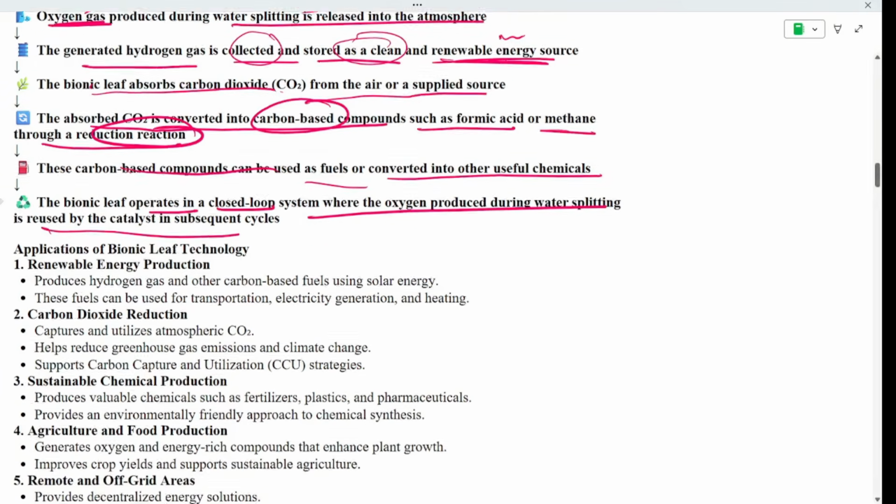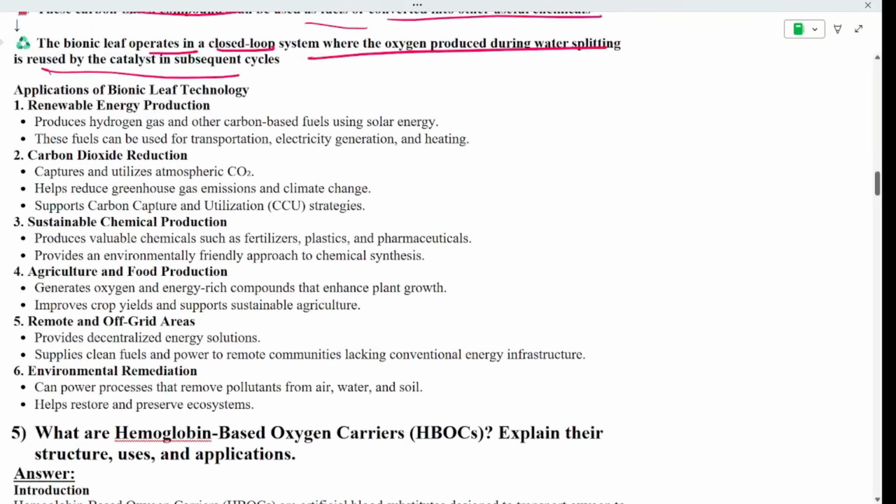Next, if we see the applications, that is renewable energy, it can be used again and again, with no wastage of energy. Carbon dioxide reduction, okay, it will be reducing the carbon dioxide by providing oxygen. Next, sustainable chemical production, agriculture and food production. And next you can see remote and off-grid areas, it can be used there also, and environmental remediation, that is, it will be removing pollutants from the air, water and soil and all. That is how this works.